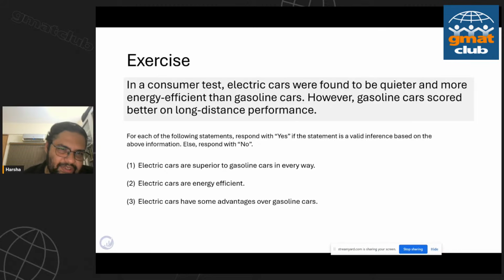Let's do this. Any of these choices could be a yes or no. So just give me yes, yes, no, or something like that.